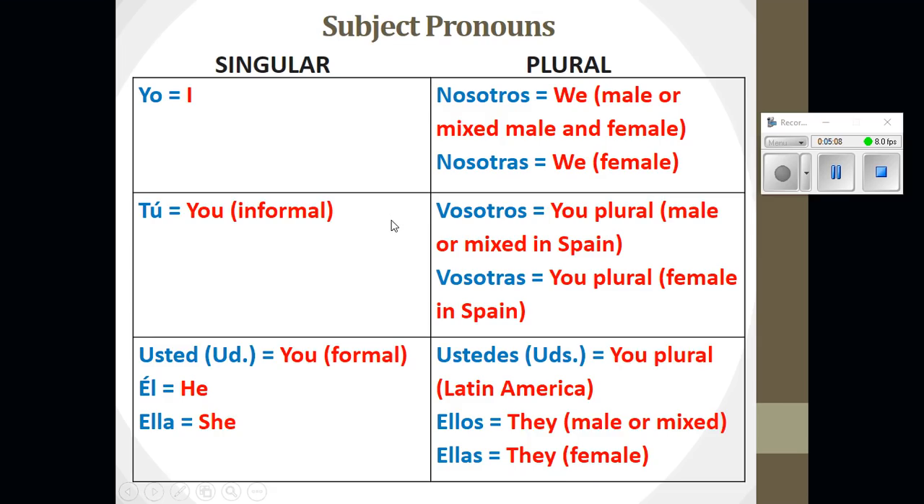All right, so at this time, I need you to pause the video so you can fill in the chart. Be careful and make sure you include any details given. So for example, under the singular side, you'll write next to yo, I, which is easy. There's no detail there. But next to tú, you need to write you informal. So please include all of those details. That's very important.